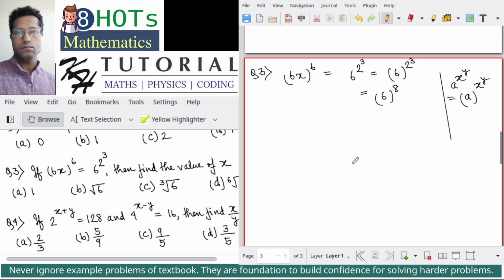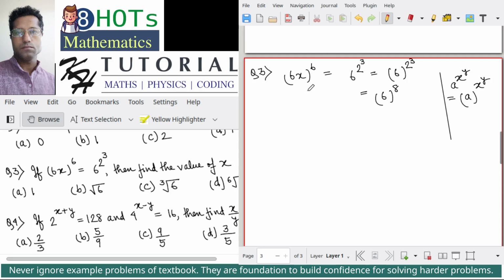Now we see that the powers are different, 6 and 8, and we also have the unknown in the base. Whenever we have the unknown in the base, we somehow have to make the powers the same. Only then can we solve this kind of exponential equation. If the unknown is only in the base, then by manipulating both the LHS and RHS, we have to make the powers the same.